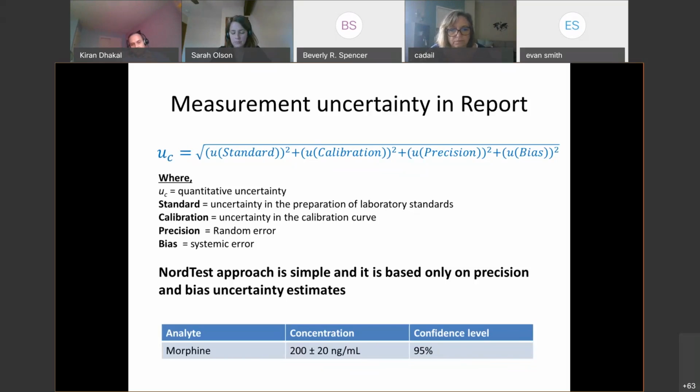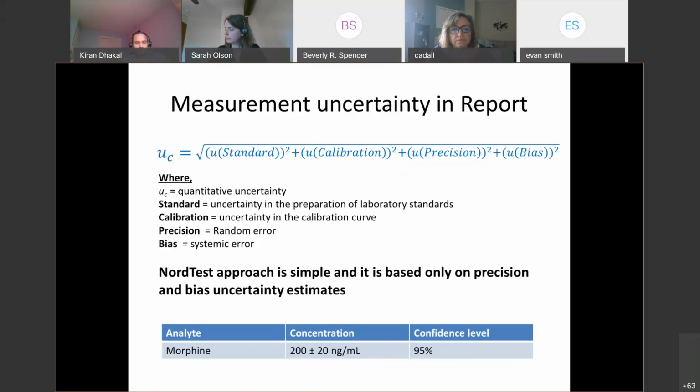So the Nordic approach is simple in that everyone in the lab with a basic knowledge can compute the uncertainty, because each laboratory assay is run with a set of controls, and from those controls, or repetitive measurement of controls, we can estimate the assay precision and bias, from which we can determine the uncertainty of that assay.